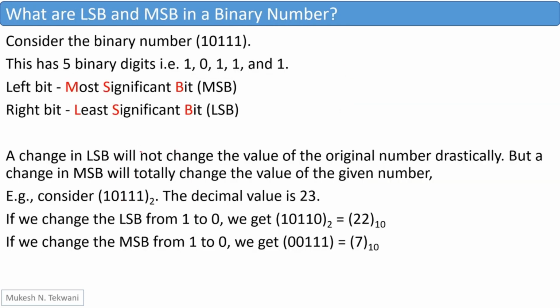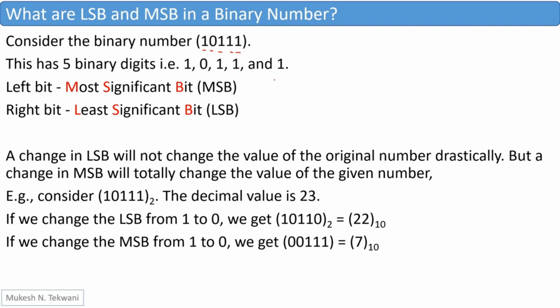Now that we have seen what is LSD and MSD for a decimal number, we also have what are called the LSB and the MSB of a binary number. Let us consider the number 10111. This is a binary number which we obtained in the previous example. This number has 5 bits. These are the 5 bits of that number, 1 0 1 1 1.